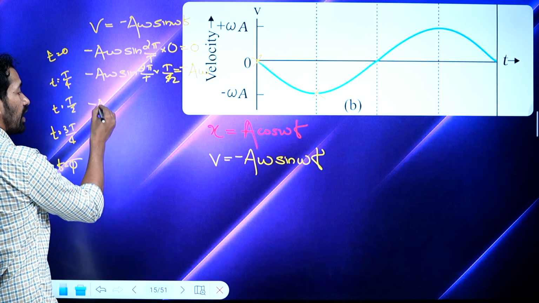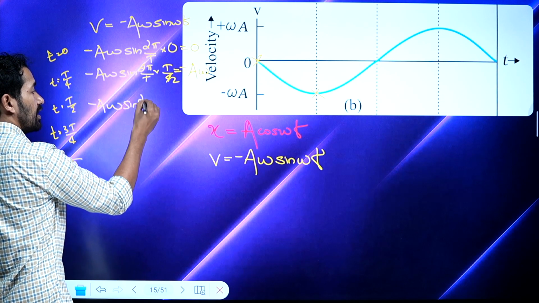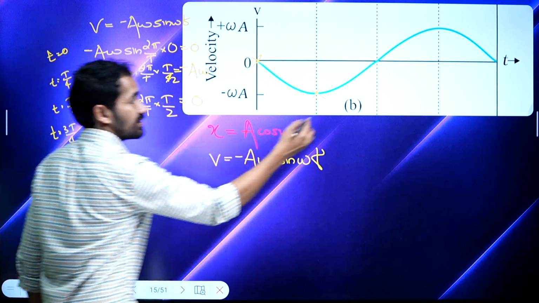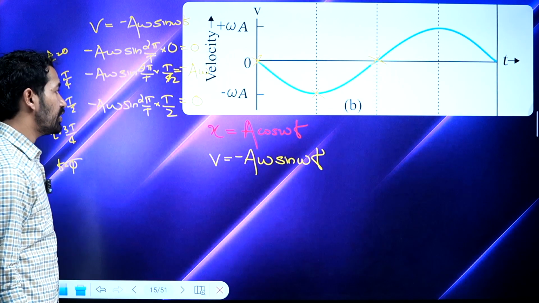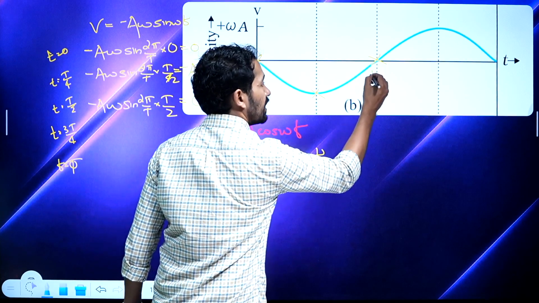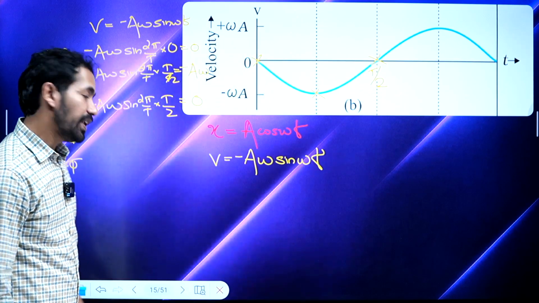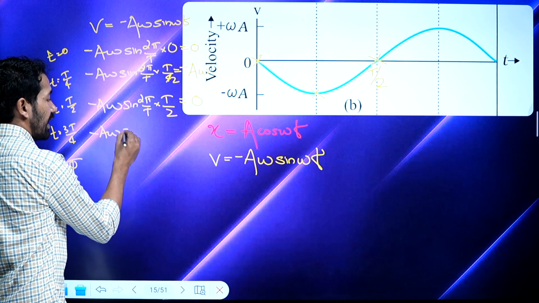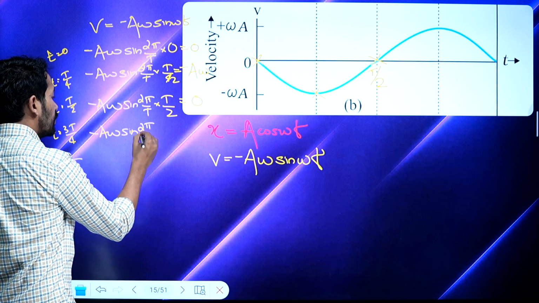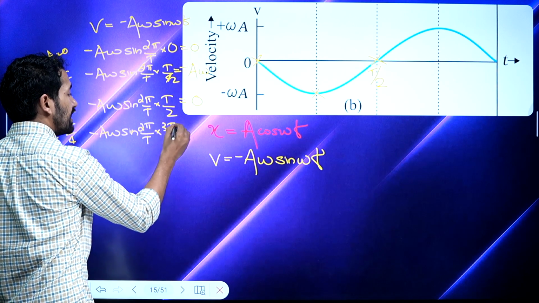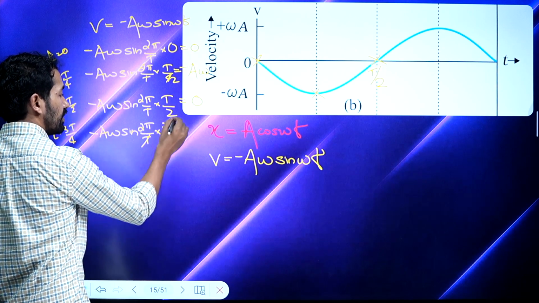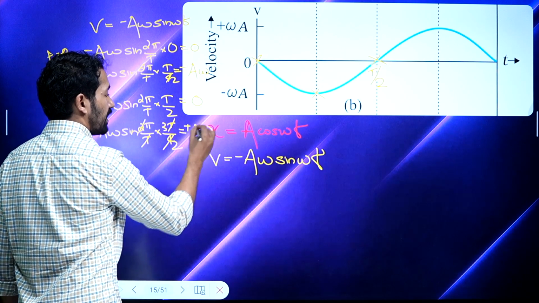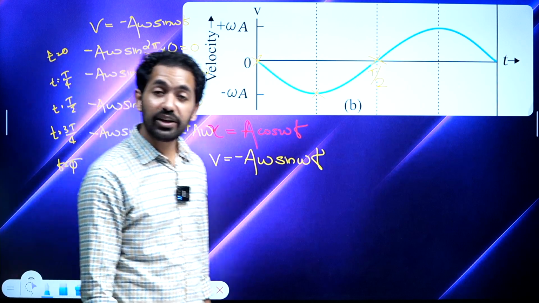Now at T by 2, minus a omega sin 2 pi by capital T into T by 2. You will get it again as 0. So after 1/2 of the time period, the particle is again at mean position. Now after 3T by 4, what will happen? This is equal to minus a omega sin 2 pi by capital T into 3T by 4. See, T and T get cancelled, 2 gets cancelled, and you will get it as plus a omega, minus of minus. What is sin 270 degree?